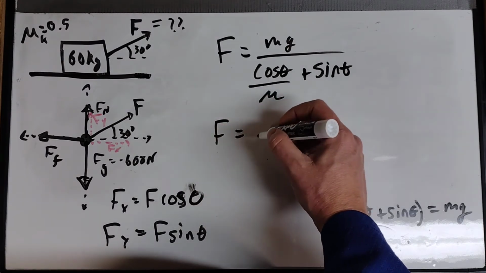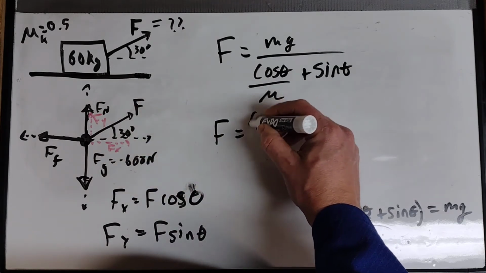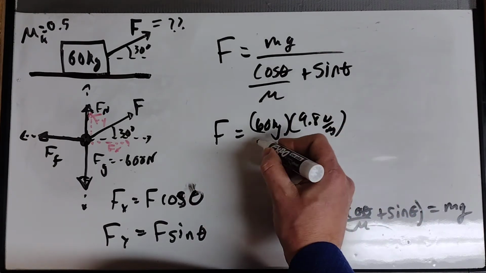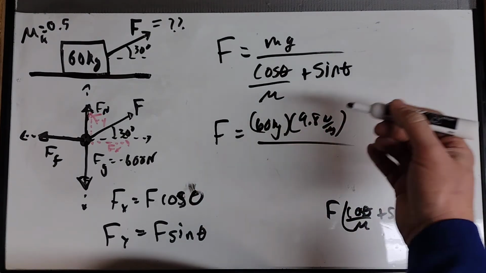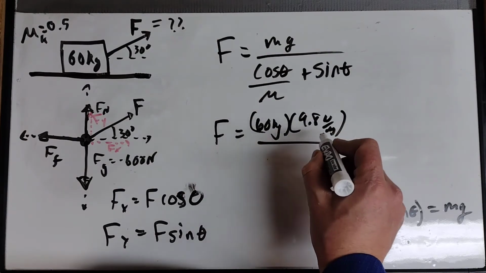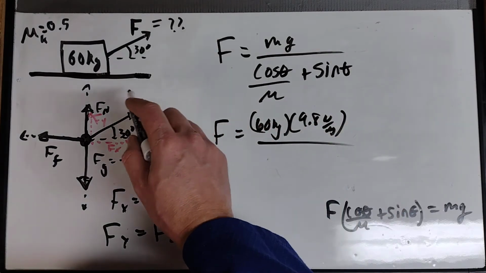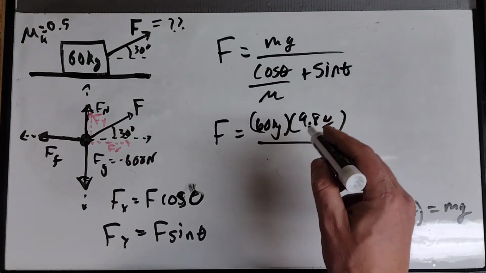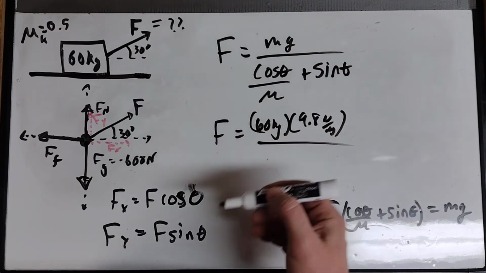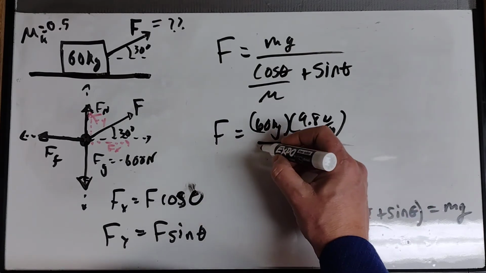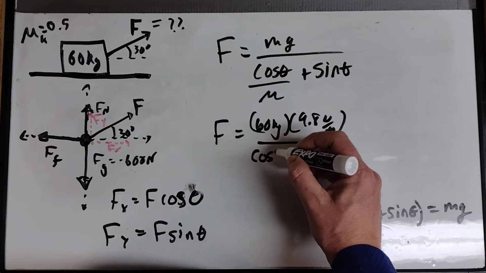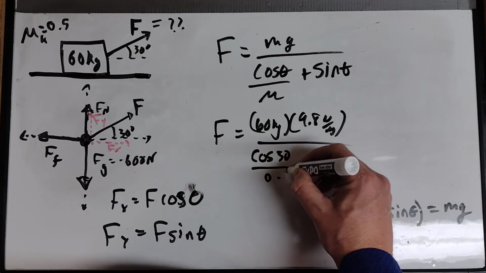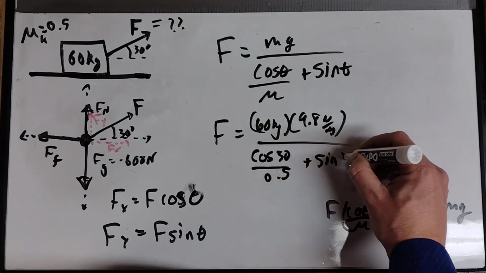So F would be the mass, 60 kilograms, g, 9.8 newtons per kilogram. You can put a 9.8 if you want, because we only are doing it once. Don't put a negative sign on that. We're finding the magnitude of F. That doesn't even have a sign. It has an angle. It doesn't have a sign. So g is not negative 9.8. It's 9.8. You make it negative depending on which direction you're putting it in. Cos of 30 over 0.5 plus sine of 30.